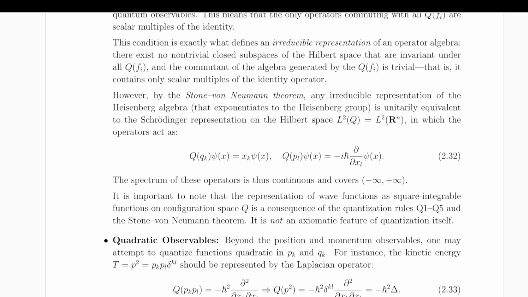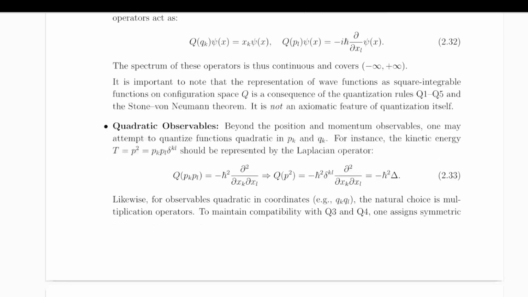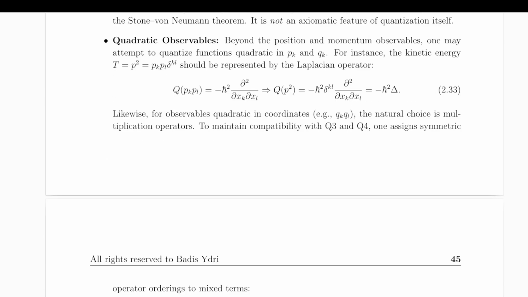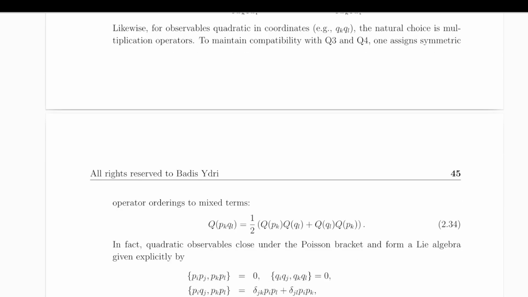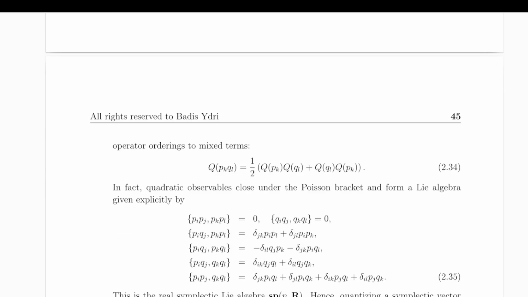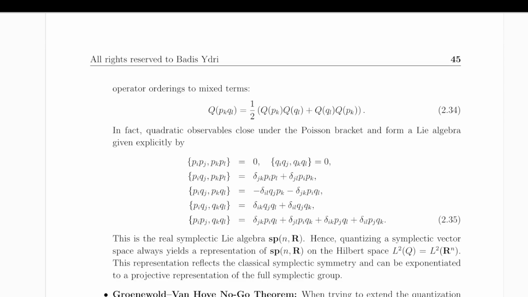Beyond these linear observables, one can attempt to quantize quadratic functions of position and momentum, such as the classical kinetic energy. However, ordering ambiguities arise when we try to quantize mixed terms involving both position and momentum. To maintain consistency, one adopts a symmetric ordering convention. At the algebraic level, these quadratic observables form the symplectic Lie algebra, reflecting the symplectic symmetries of phase space.